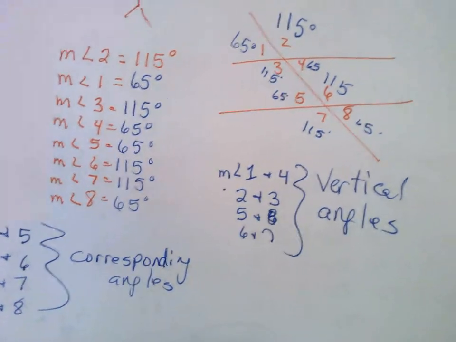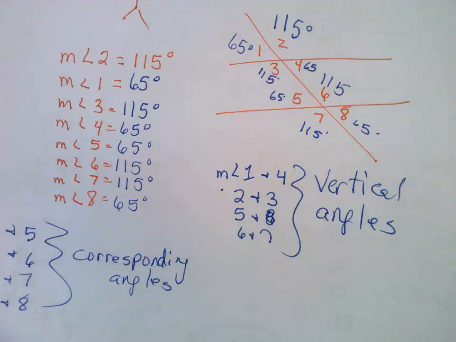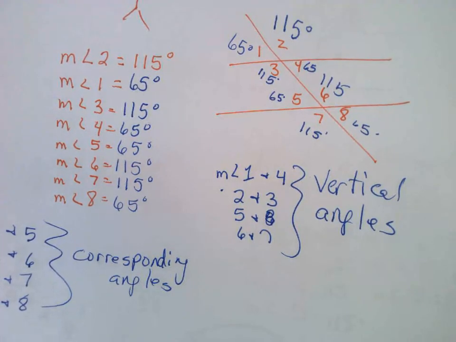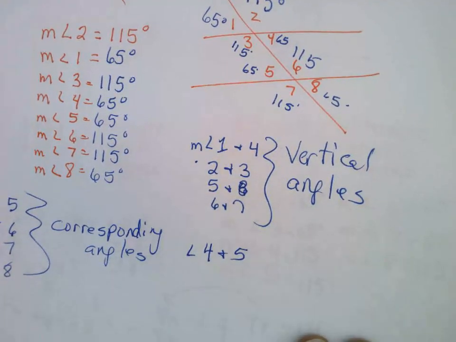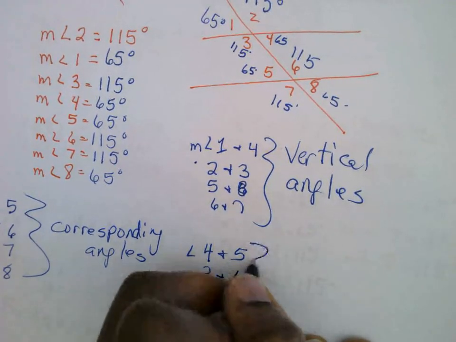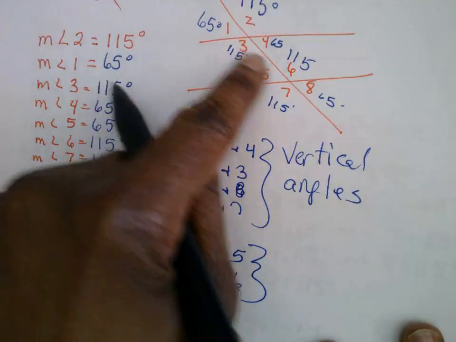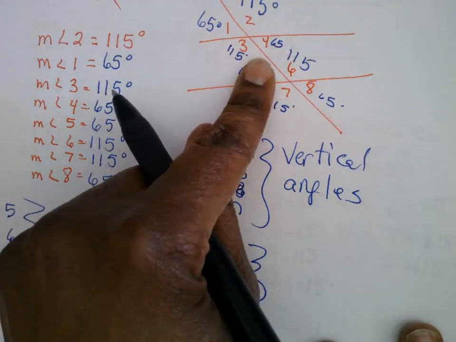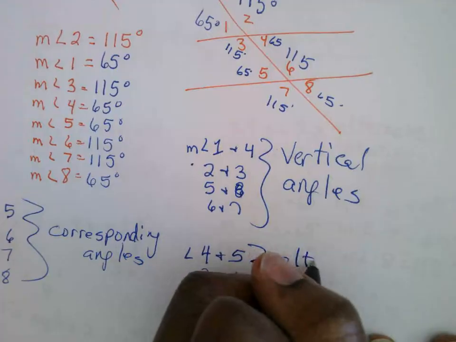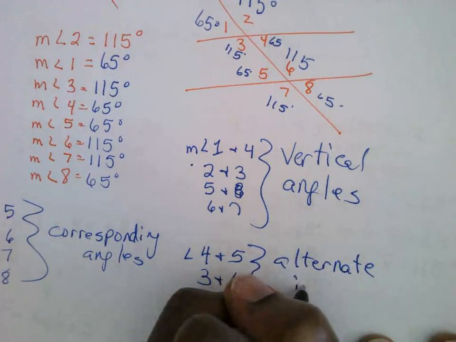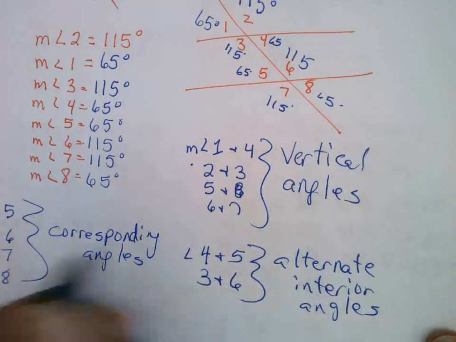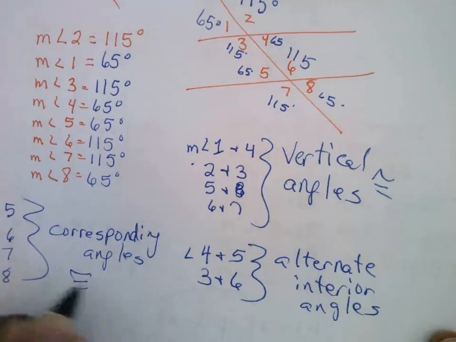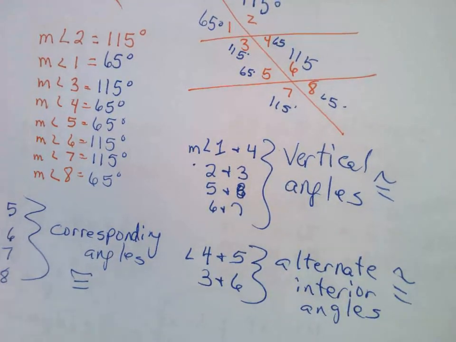Let's do another set. 4 and 5, 3 and 6. Notice 4 and 5, 3 and 6 are on the inside and they're opposite each other. They are called alternate interior angles. They are congruent.